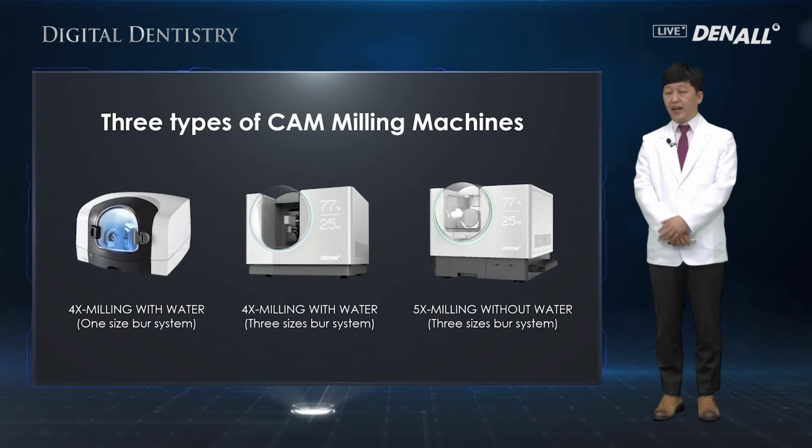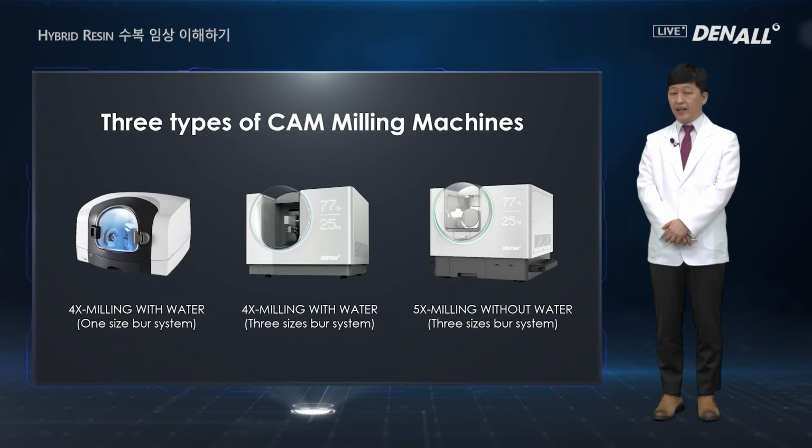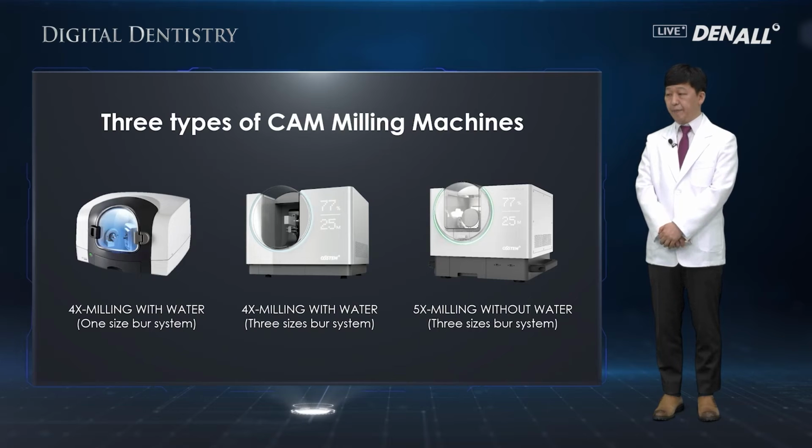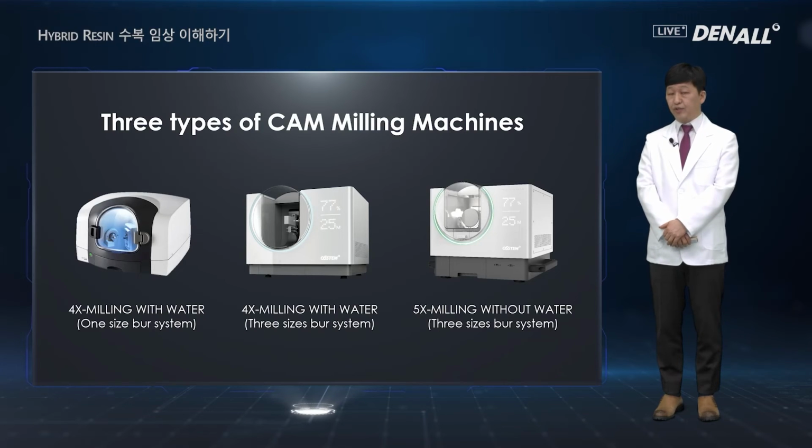Conclusion. In the beginning, I talked about 3 types of milling machine for inlay fabrication. First is the milling machine with one size burr, and it has a lack of marginal fitness, and this is rarely used these days. The second or third option is used in general. Third, if you have the 5-axis milling machine, you can use the investment method and get a satisfactory inlay.